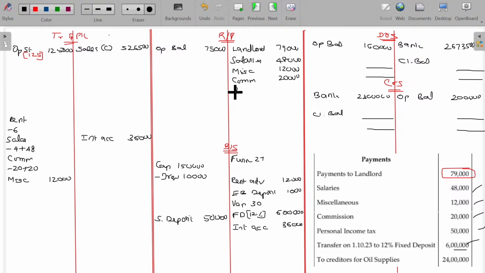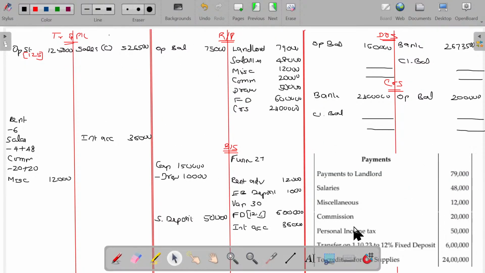Then income tax, personal tax are named as drawings. Simply you can name drawings itself. The value being 50,000. Transfer to FD, which is 6 lakhs. And payment to creditors, 24 lakhs, double entry here as well as there. Similarly, you have to finish up posting what? You have to finish up posting receipts also.